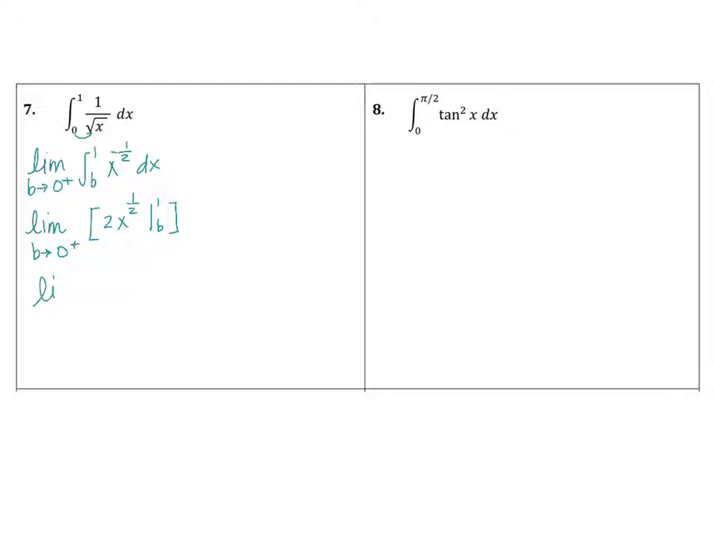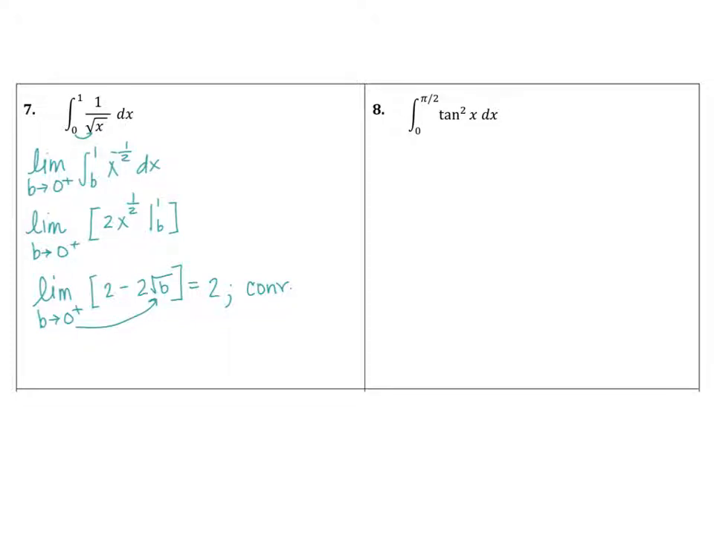So again, we have the limit as b approaches 0 from the right of, and if I plug in 1, I'm going to get 2 times the square root of 1, which is 2, minus 2 times the square root of b. And keep in mind, b is approaching 0 here. So if I sub that in, then I'm just going to be left with 2, and therefore this will converge.